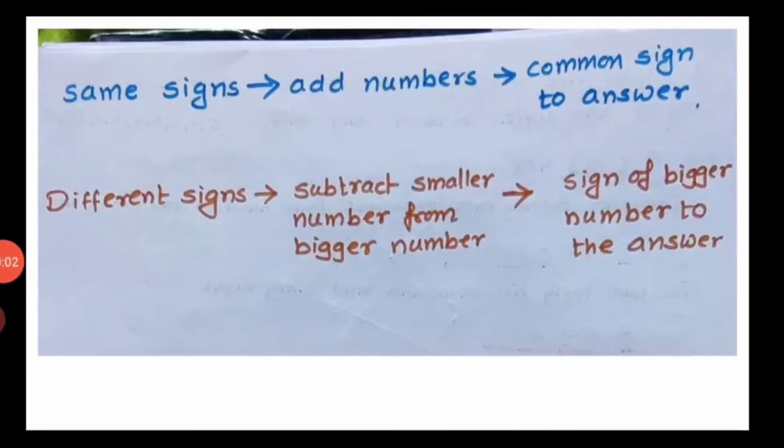In short, we can say it like this: when the numbers have same signs, add numbers and give the common sign to the answer. And when the numbers have different signs, subtract the smaller number from the bigger number and give the sign of the bigger number to the answer. If you remember it in this way, it will be very easy to solve the questions. So now let us solve the questions.